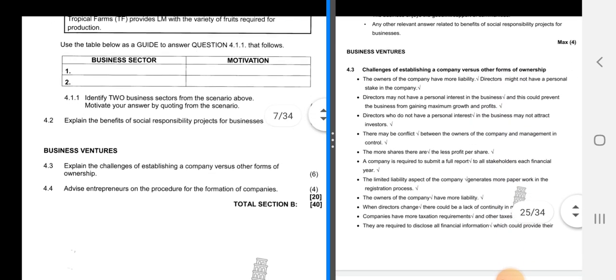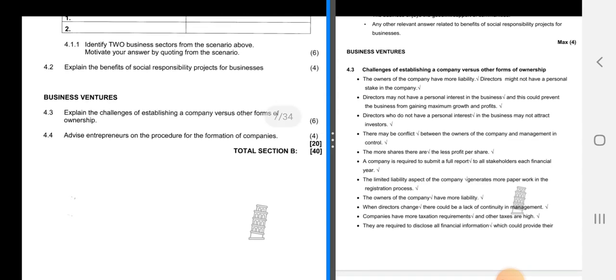And then for 4.3 business ventures, explain the challenges to establish a company versus other forms of ownership. So you're going to compare a company versus other forms of ownership. The owners of the company have more liability. Directors might not have a personal stake in the company. So directors may not have a personal interest in the business, and this could prevent the business from gaining maximum growth or profits. So there may be conflict between the owners of the company and management in control.